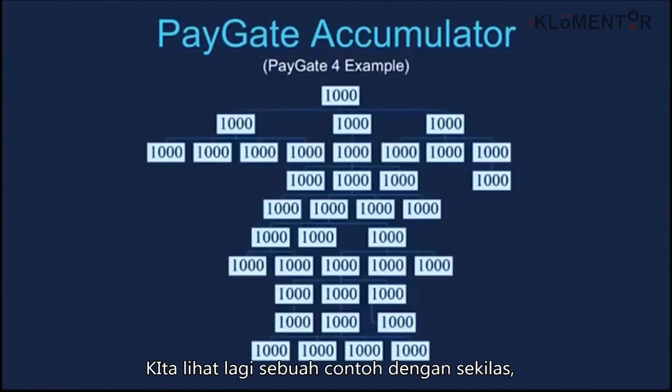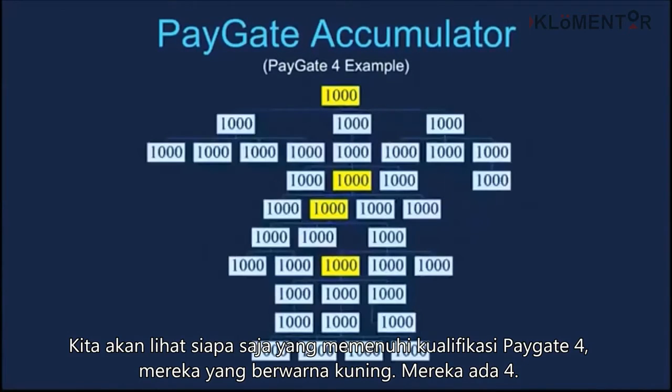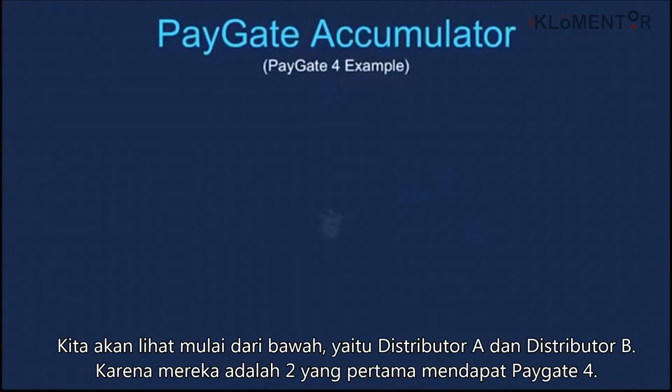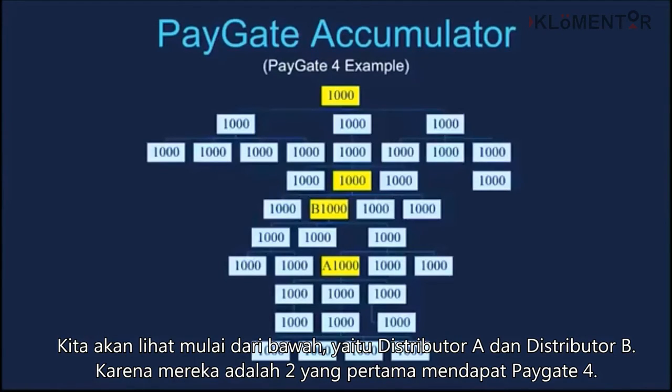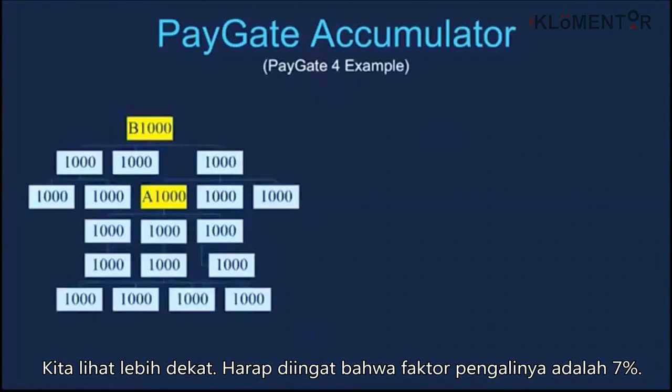Okay, let's use one more example really quick. For this example, let's take a look at Paygate 4. Each of the distributors on the screen will now represent 1,000 CV. So let's identify those distributors that have qualified for Paygate 4. They are highlighted in yellow. There's 4 of them. And again, let's take a look at the bottom 2 distributors, Distributor A and Distributor B, since these are the first 2 distributors that qualify for the Paygate 4, moving from the bottom to the top. So let's look at them a little bit more closely.